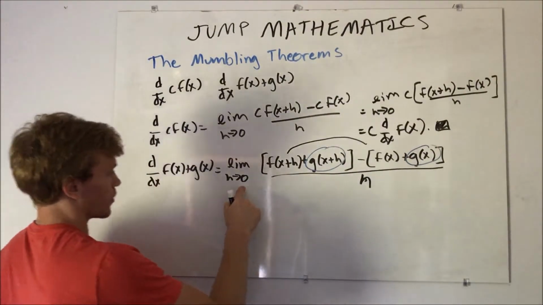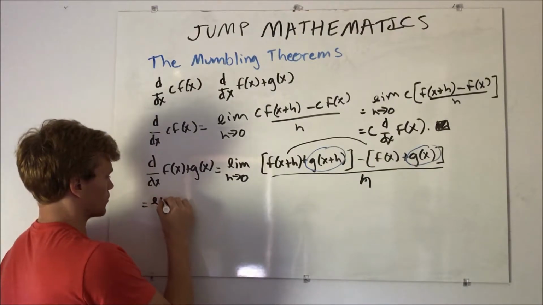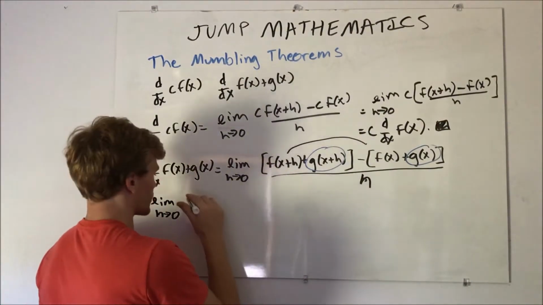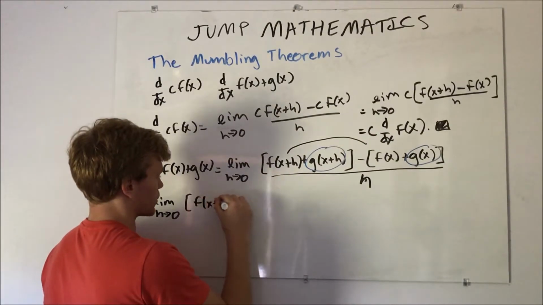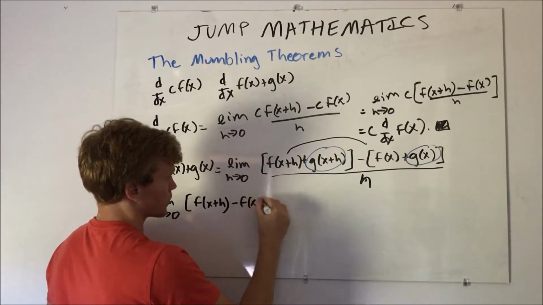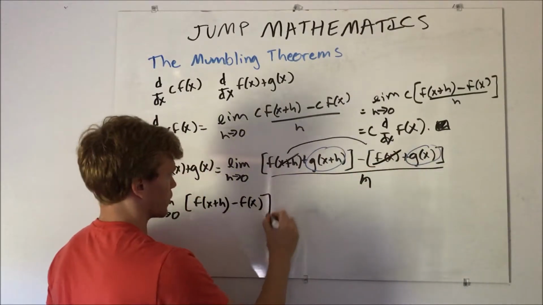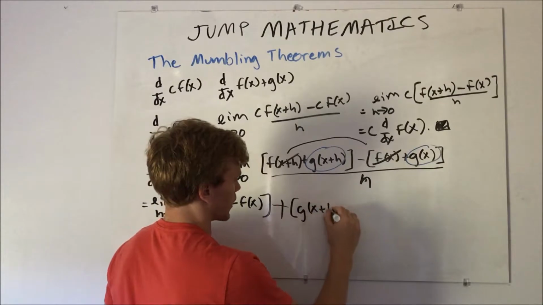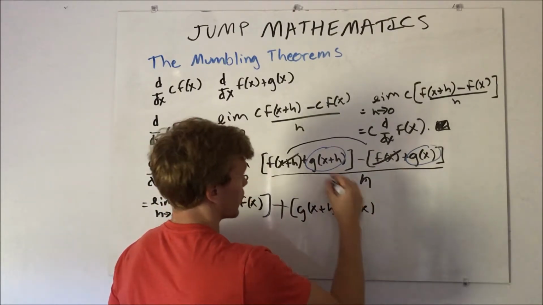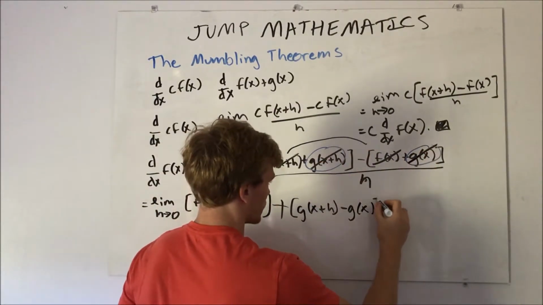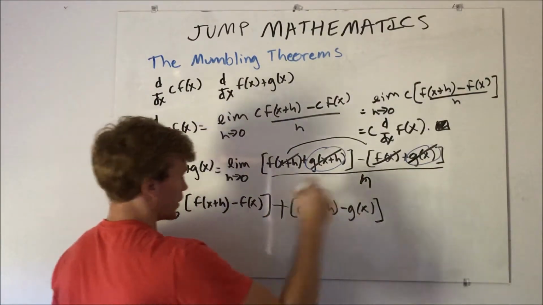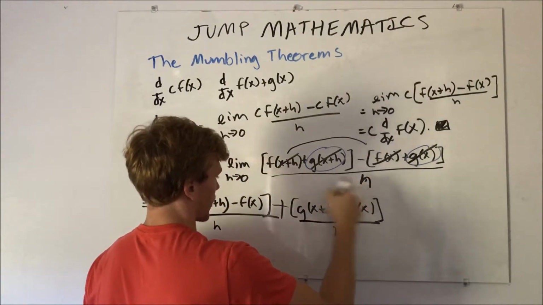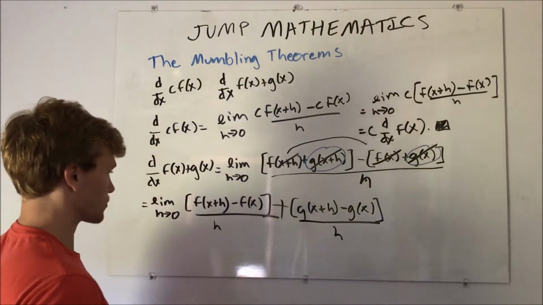So this limit stays. The limit as h goes to 0 of f of x plus h minus f of x. That takes care of this and this factor. Plus g of x plus h minus g of x. That's this factor and this factor in the blue. I'm just going to write them both over h, because I had a common denominator and I'm going backwards, adding these fractions.